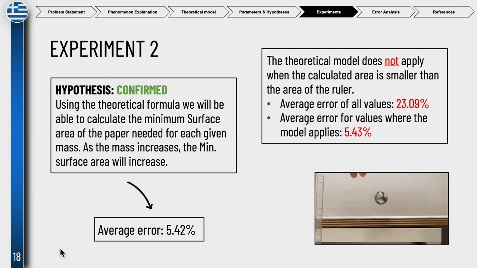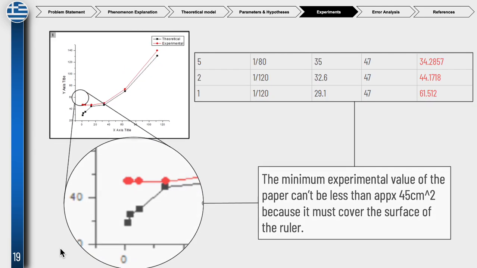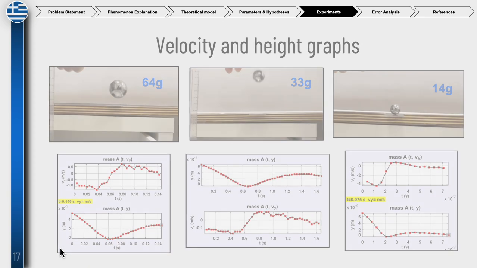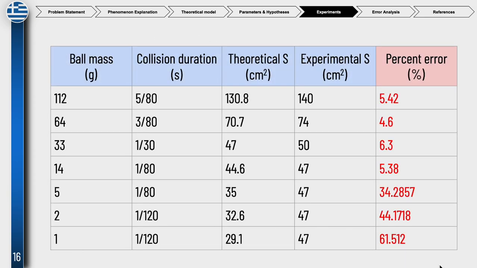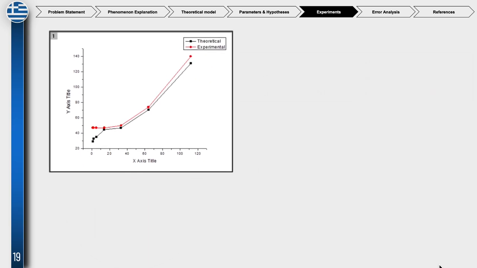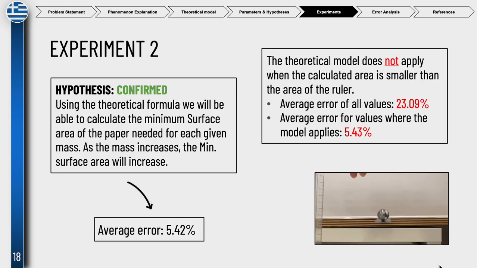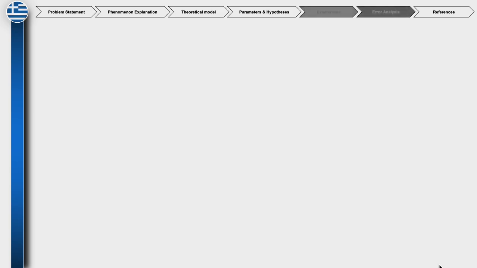So basically, in our second experiment, our average error was 5.42%, which we mentioned before. And the theoretical model does not apply when the calculated area is smaller than the area of the ruler. That explains the big errors in those values, because as we can see in this previous slide, we have some really huge errors, like 61%. So if we exclude those, our average error is way more acceptable, which is 5% rather than 23%.